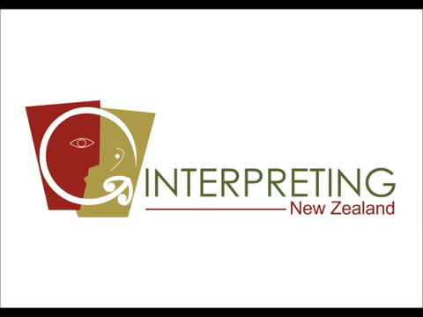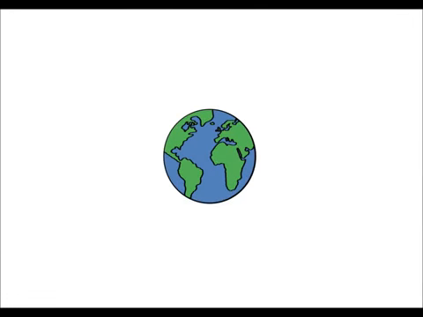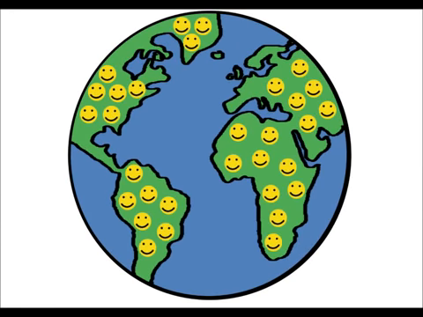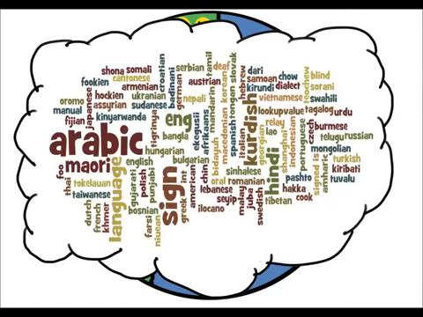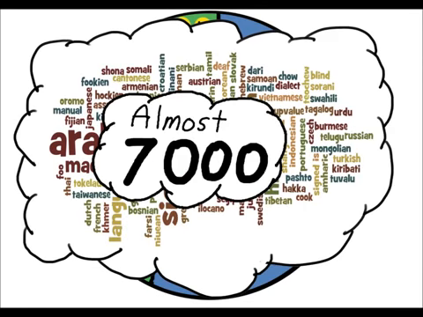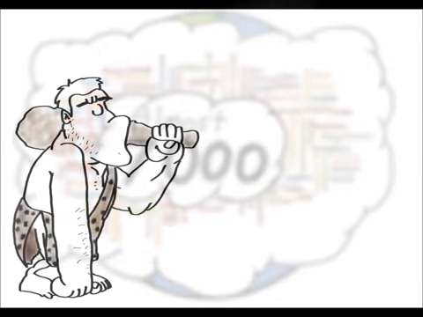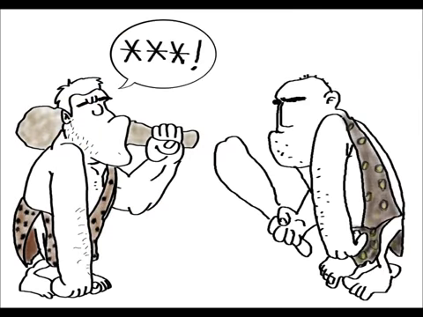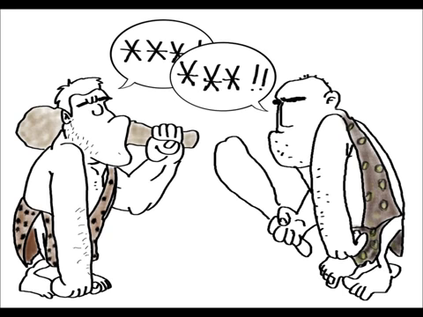The world is a big place, with lots of different people, and many different languages. In fact, there are almost 7,000 known languages worldwide. A long time ago, the chance of meeting someone who didn't speak your language was not very likely.